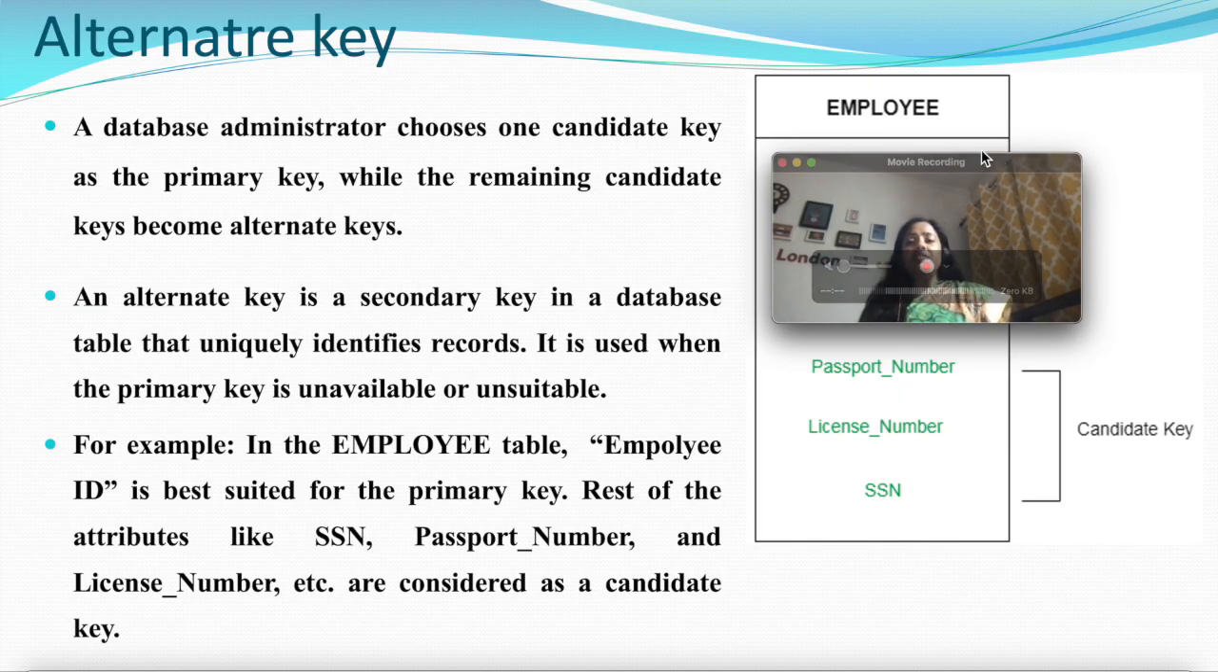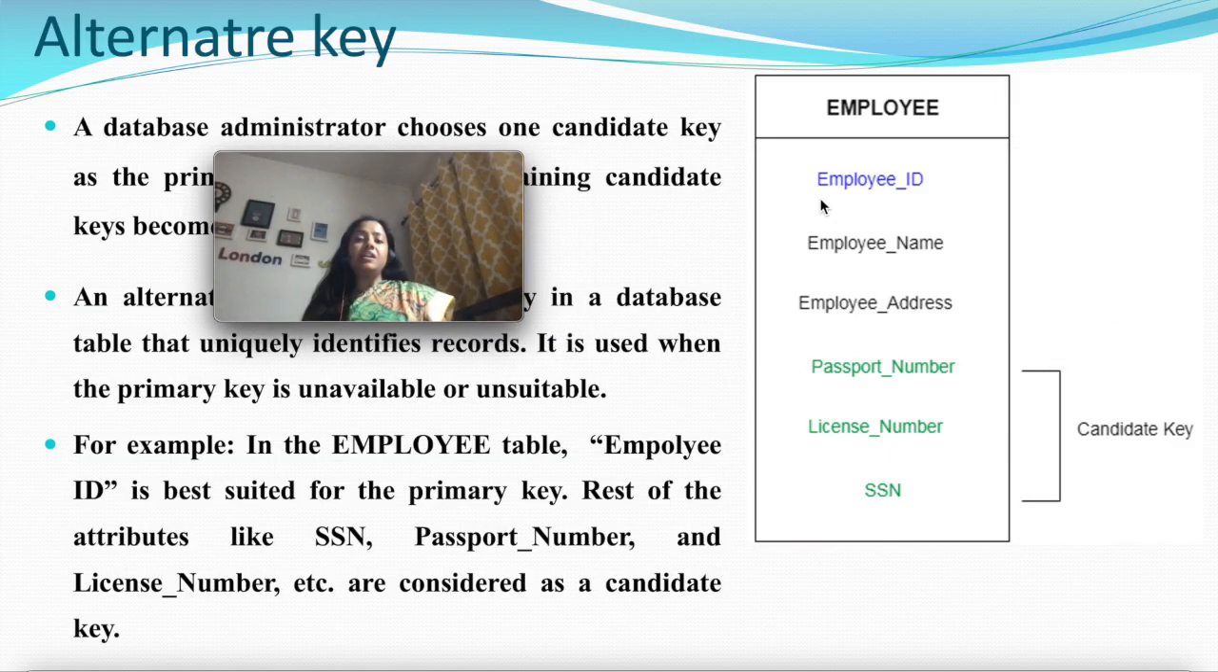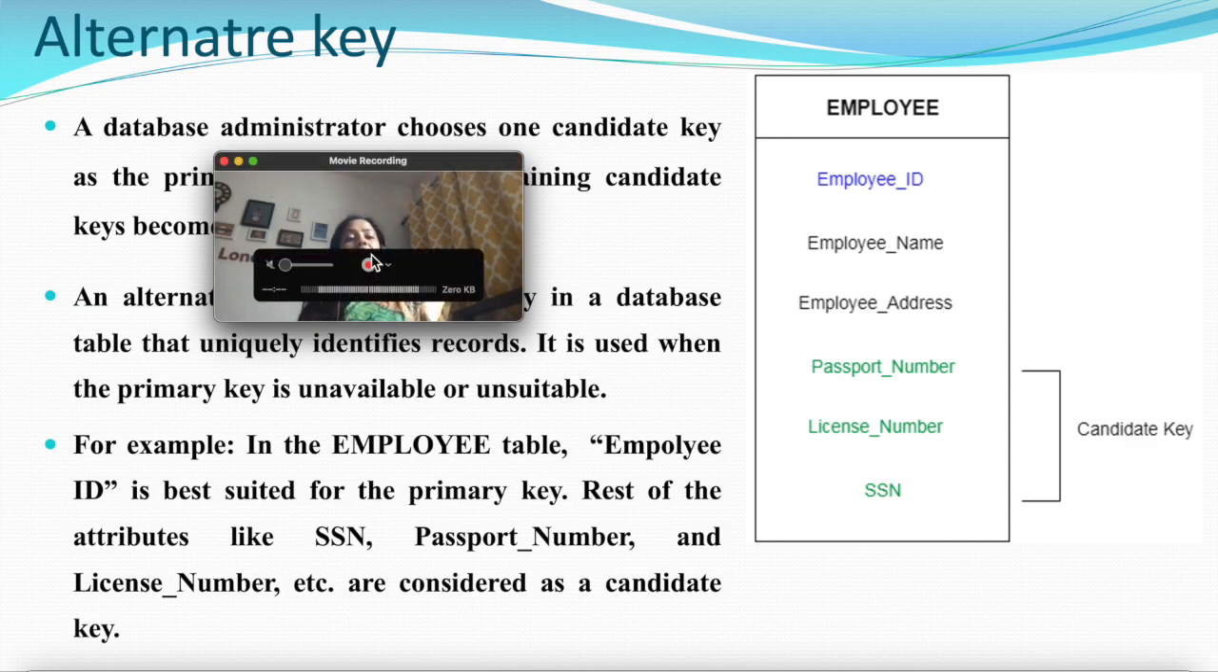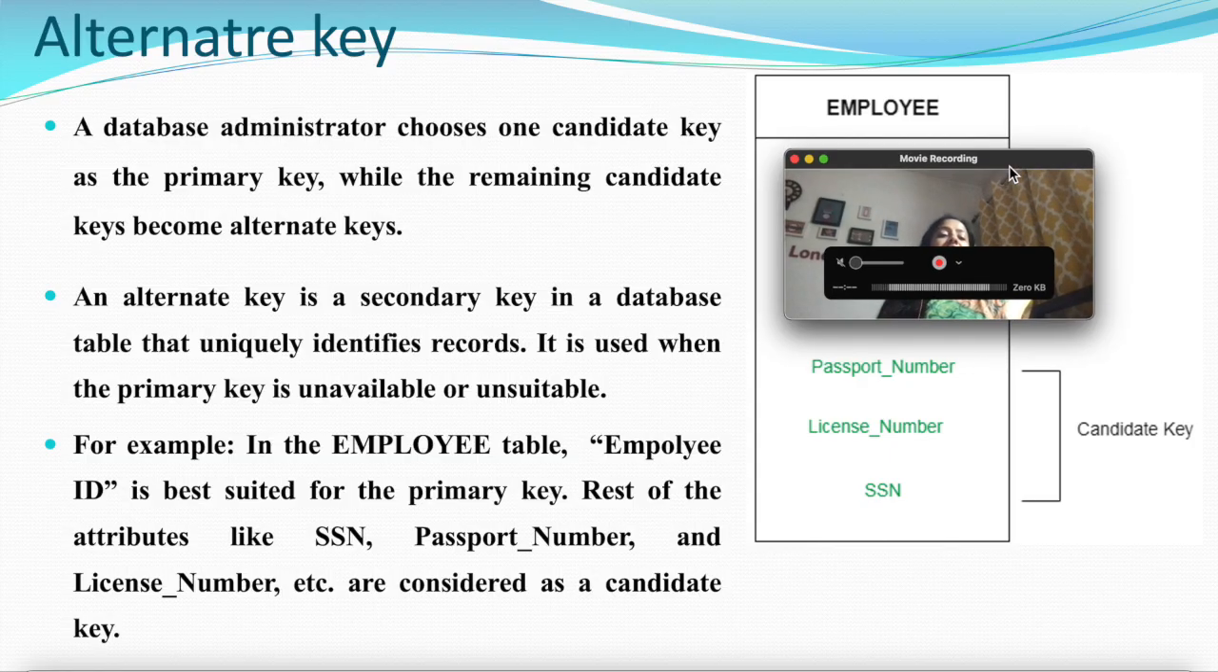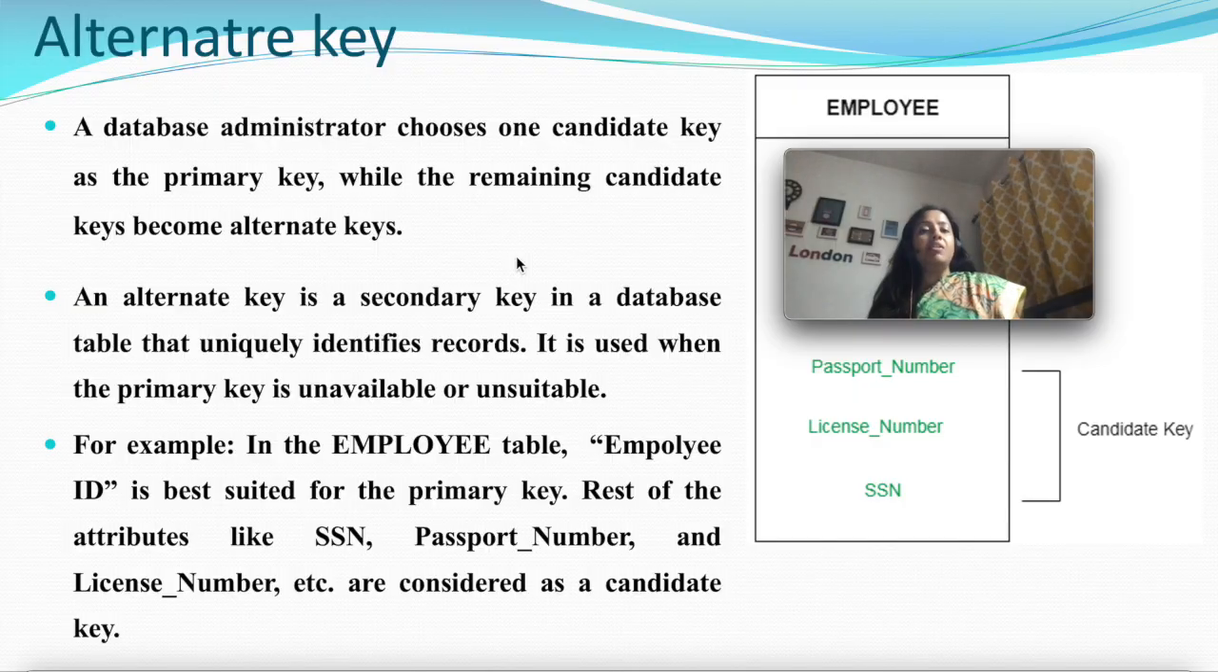For example, just now I said to you that in the employee table, which is shown here, suppose employee ID is chosen as the best suited for the primary key. The rest of the attributes like SSN number, passport number, and license number can all be considered candidate keys. So you can think of it like this: all the candidate keys are suitable to become primary keys, but some could not become primary keys. Those are called alternate keys.